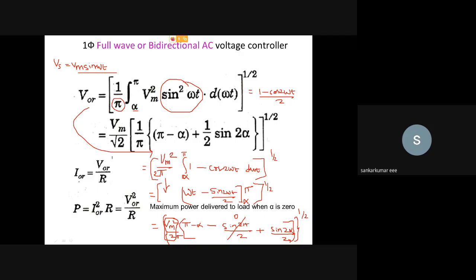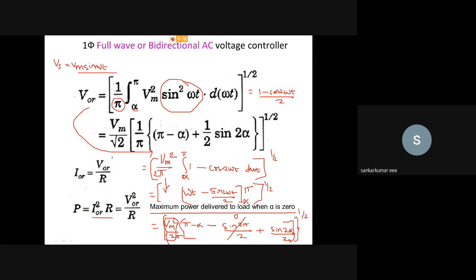I0R is the RMS output current, so that will be equal to the RMS voltage divided by the resistance. Since we have a resistive load, it is divided by R. This is your power delivered to the load, so capital P is equal to the power delivered to the load. That can be I0R square into R, or V0R square divided by R. Another thing, the maximum power will be delivered when alpha is equal to 0.